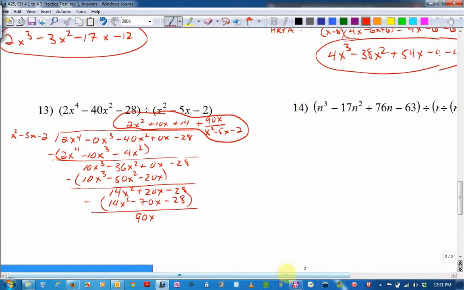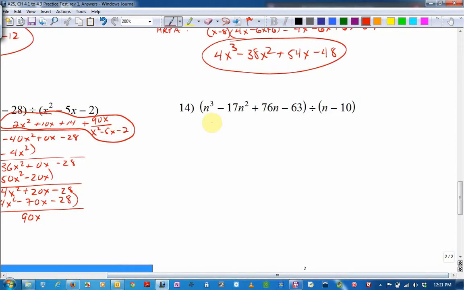Okay, let's move over to the next one. Now we're using long division on this. So I have n minus 10. We'll divide into it. I've got an n cubed, an n squared, an n, and a constant term. So they're all there. What I need to multiply n by to give me n cubed would be n squared. That gives me n cubed minus 10n squared.